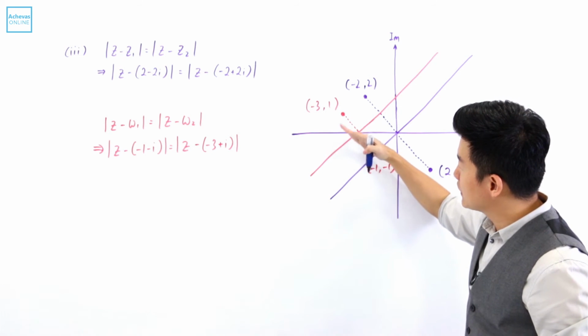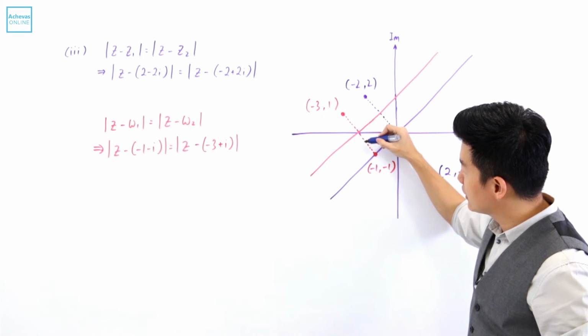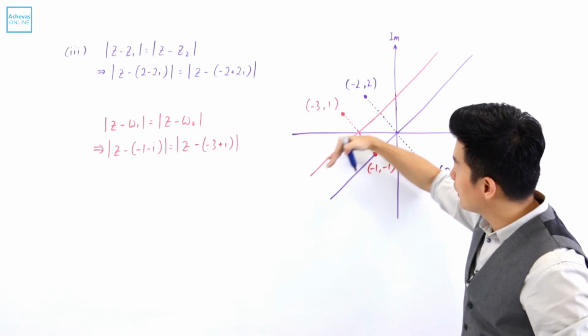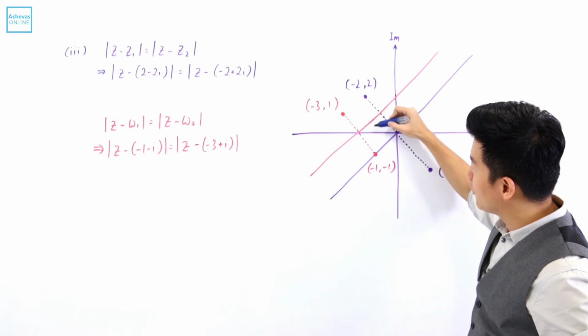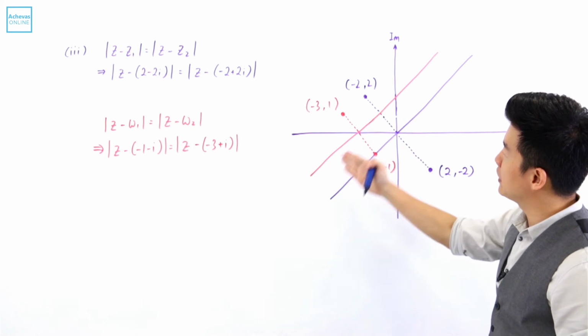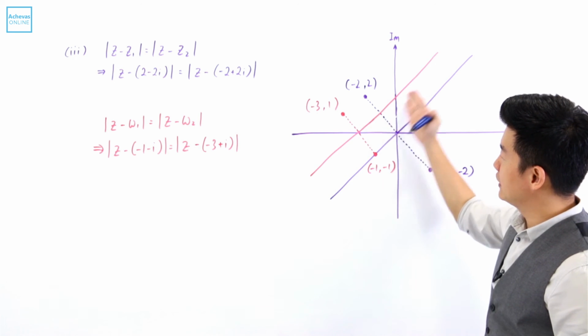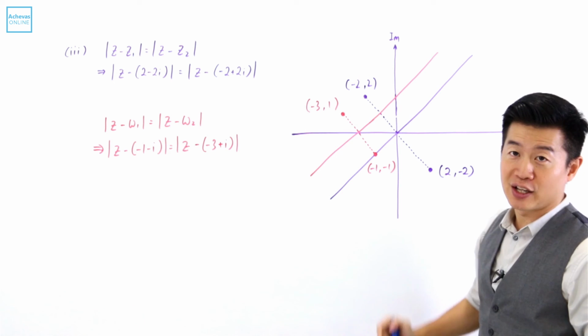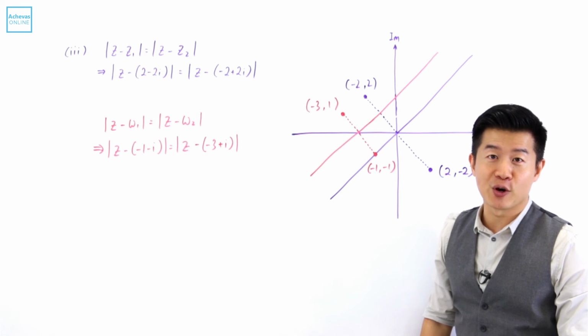And once again, because this angle here, like what we have discussed, is pi over 4, that is why this is also going to make an angle of pi over 4 with respect to the horizontal axis. And that is why our two loci that we have gotten are two lines that are making an angle of pi over 4 with respect to the horizontal axis.